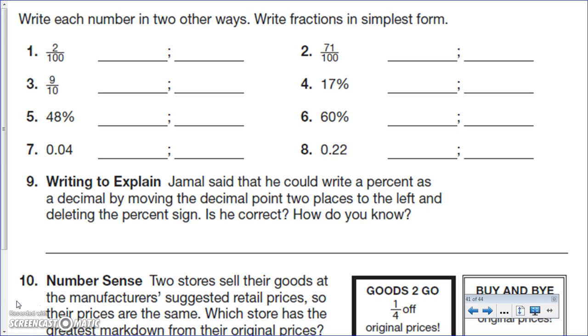For number 1, we have 2 hundredths in fraction form. The first thing we're going to do is write 2 hundredths in decimal form. Next, we're going to write it as a percent, and if it's 2 out of 100, we know percent means per 100, so it becomes 2%.